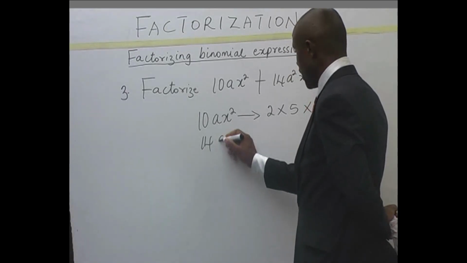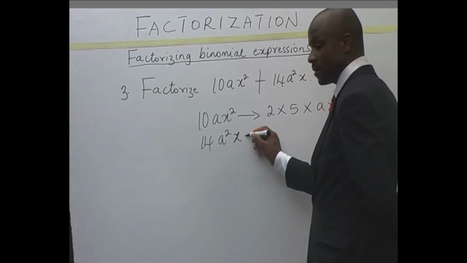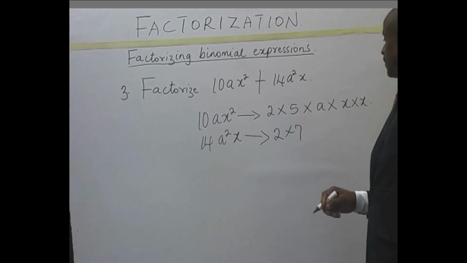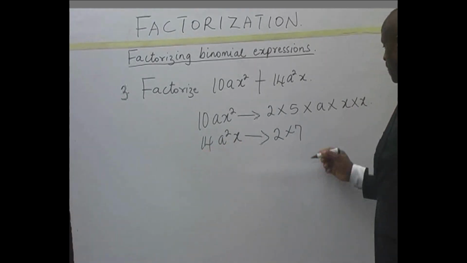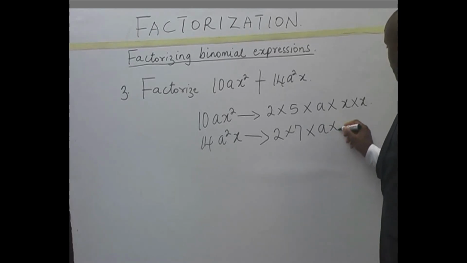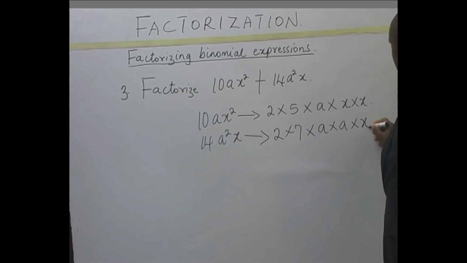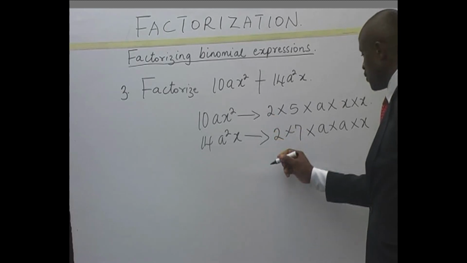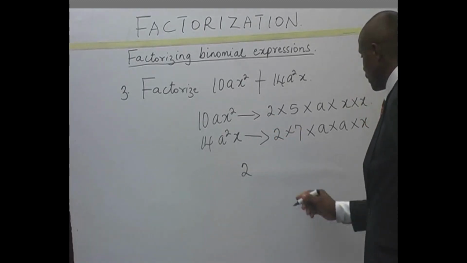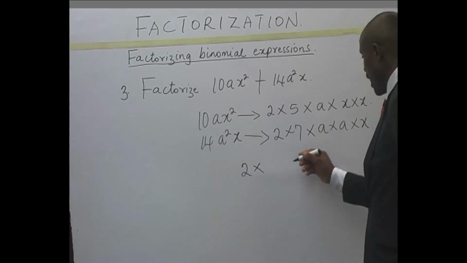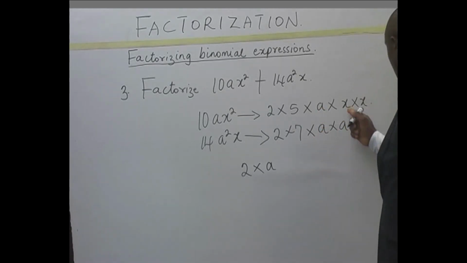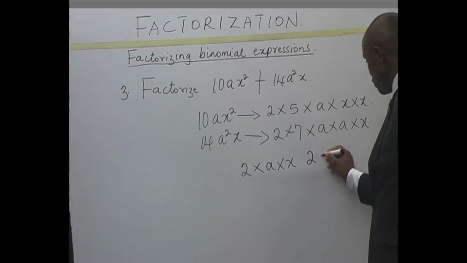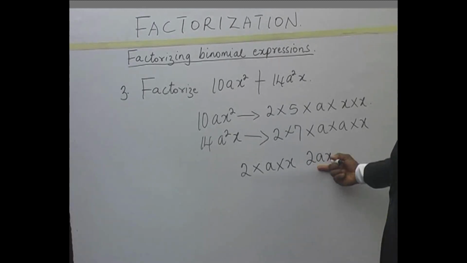The next one is 14a squared x. It is the same thing as 2 times 7, that is split 14, times a squared, which is a times a. Then times x. Now pick the things that are common. 2 and 2 are common. Pick 2. A and a are common. Pick a. X and x are common. Pick x. So we have 2ax.